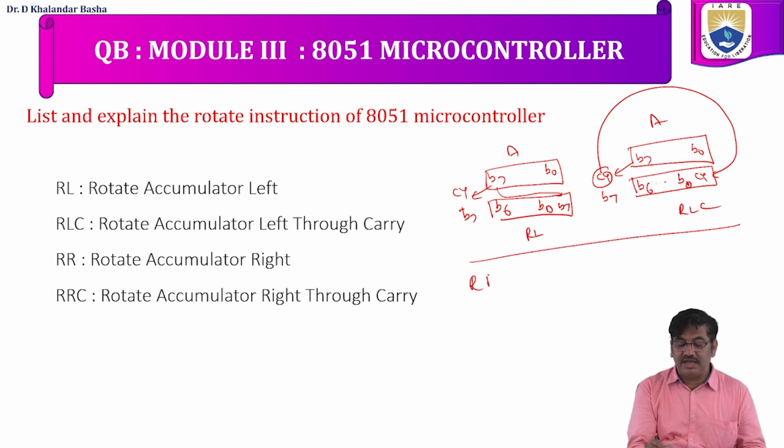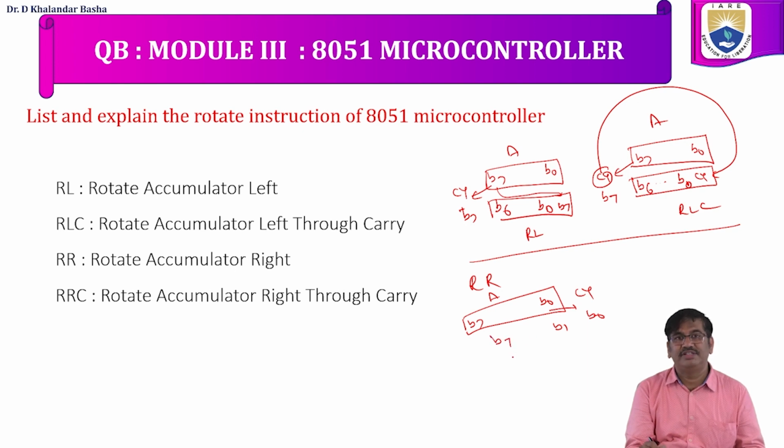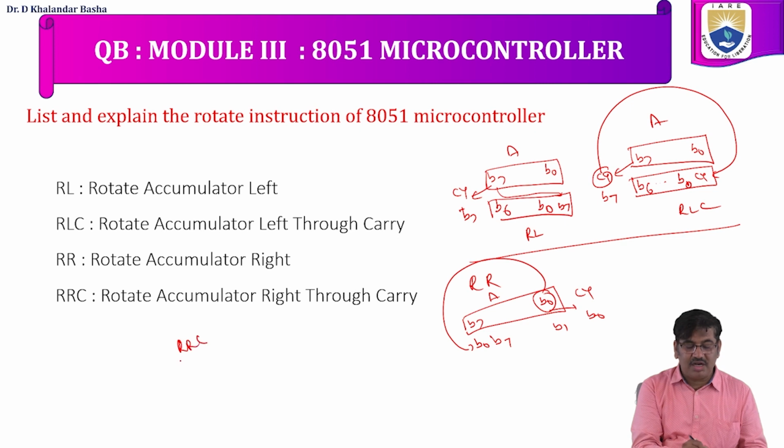The next one is RR instruction, which is for rotating the accumulator contents towards right without carry. Here also we will take the accumulator contents, that is from B0 to B7. We want to shift these contents towards the right side. So B0 will be placed in the carry flag, B1 will be placed in the LSB, B7 will be placed to B6 location, whereas the previous LSB will sit in the MSB position. This is RR instruction.